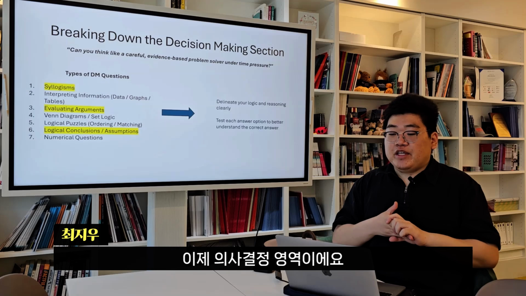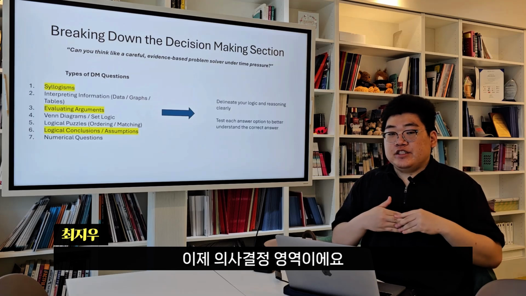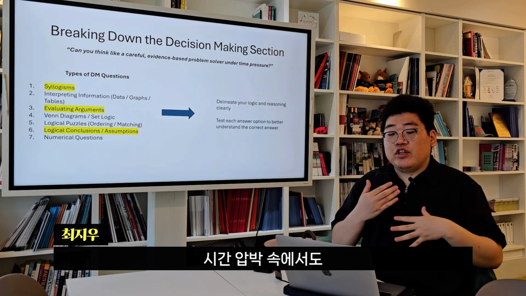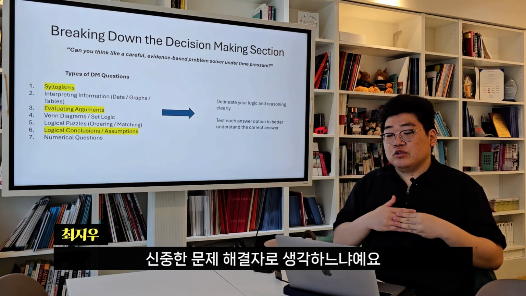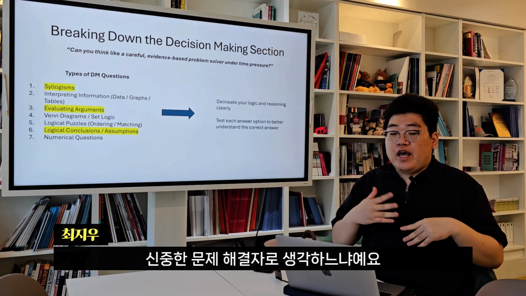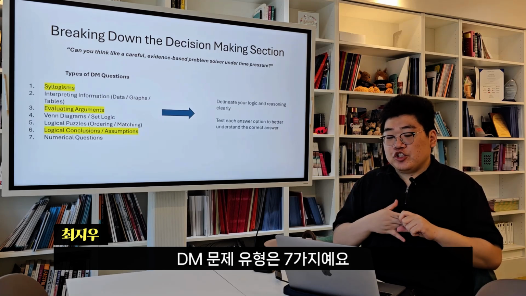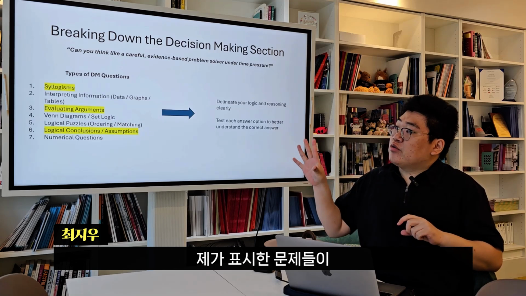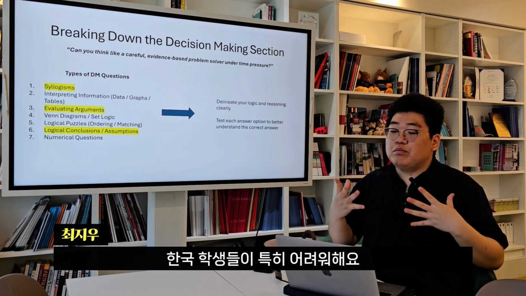So now the decision-making section. The main essence of the decision-making section is, can you think like a careful, evidence-based problem solver under time pressure? And so we have 7 main types of DM questions. And the ones I've highlighted are the questions that Korean students tend to struggle with the most.